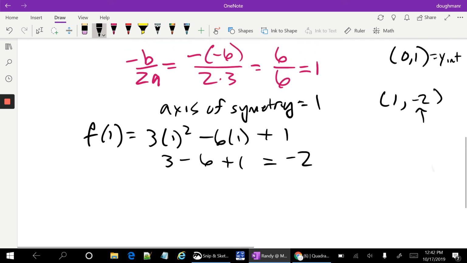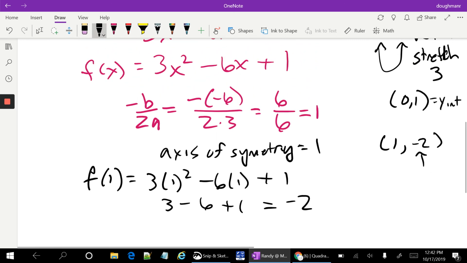I think I can quickly sketch the graph. That's my vertex, that's the y-intercept. I know that my graph points up. I think I can plot some points and get there.